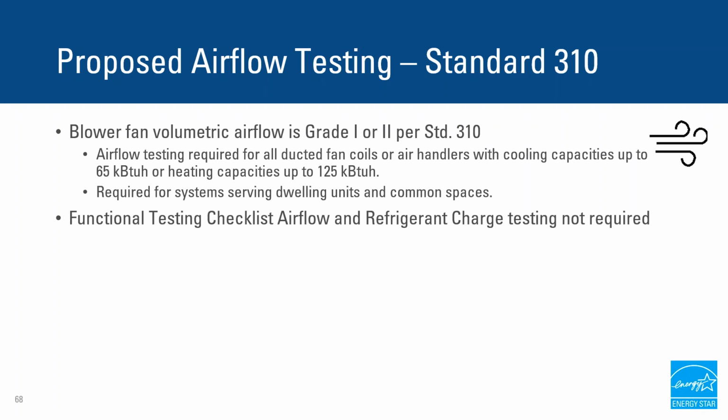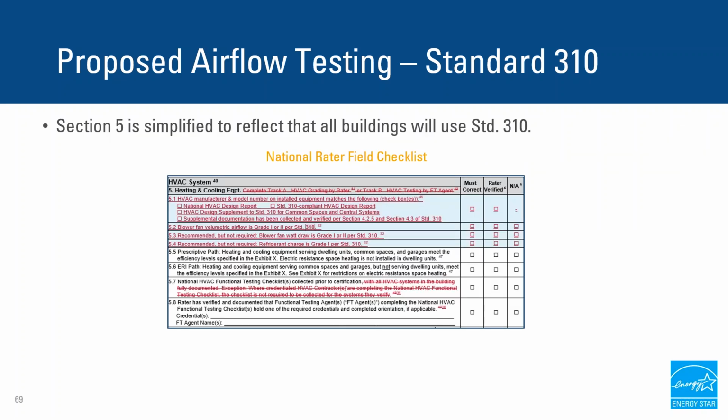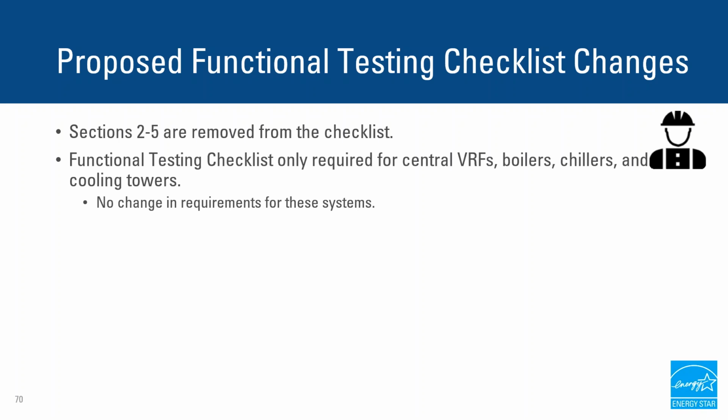And you will no longer need to do sections 2 and 3 of the airflow and refrigerant charge testing on the functional testing checklist. And then this is how section 5 will be updated. In addition to requiring airflow testing, we will have the recommendation for the watt draw and the refrigerant charge listed there. And then finally, for the functional testing checklist, sections 2 through 5 will be removed, and the functional testing checklist will only be required for central VRF, boilers, chillers, and cooling towers. And we won't be changing any of the requirements for this. It will just be limiting when you need to fill that.